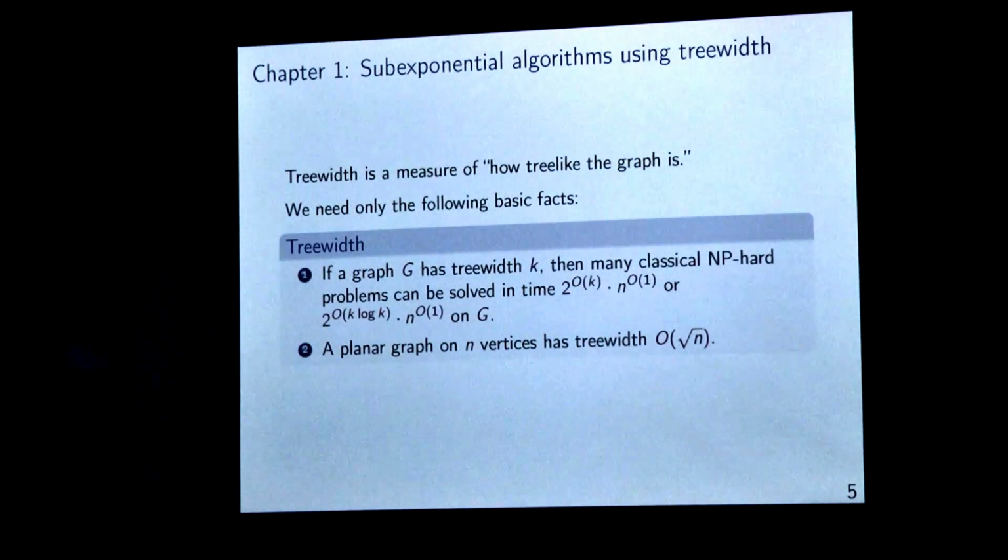One basic fact is that if graph G has treewidth k, then many classical NP-hard problems can be solved in time 2 to the power big O of k poly n, or 2 to the power big O of k log k poly n, which will be the case for all the problems we will consider. There are many problems, even on graphs of bounded treewidth, which do not have this form of running time. You can provably show that the running time dependence should be at least 2 to the power 2 to the power 2 to the power k. So there was a paper which showed that the best we can hope for is triple exponential, otherwise things will go south.